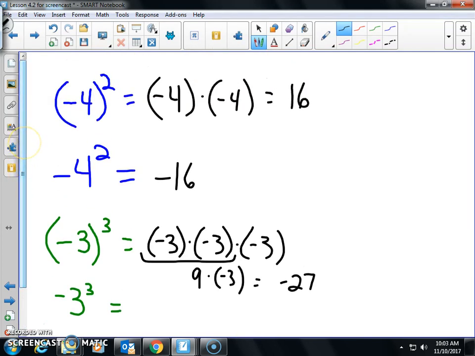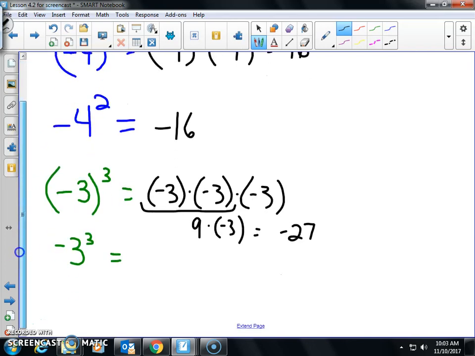3 negatives, when I multiply them all together, I finish with a negative. The first one, way up here, I only had 2 negatives. When I multiply 2 negatives, I get a positive.